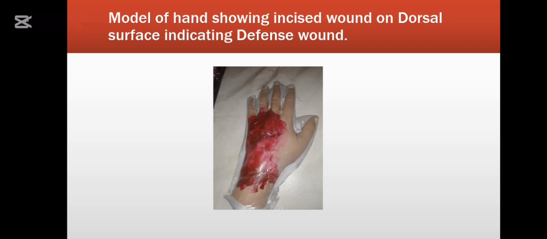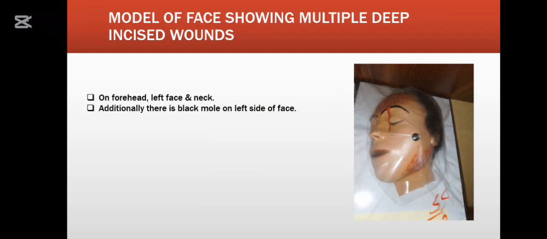This is the model of the hand showing the incised wound on the dorsal surface of the hand, indicating a defense wound. So this is also an assault case. This is the model of the face showing multiple deep incised wounds on the forehead, left face and the neck. Additionally, there is a black mole on the left side of the face. Here in this model we can see multiple incised wounds which are deep in nature on the forehead, left side of the face and on the neck.